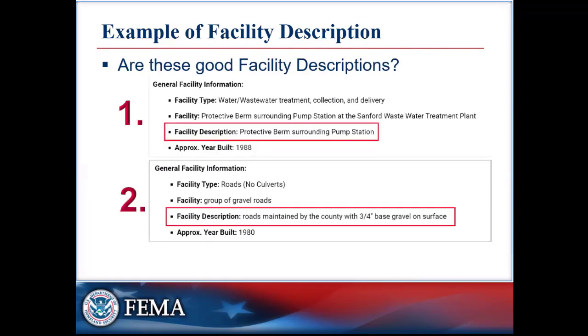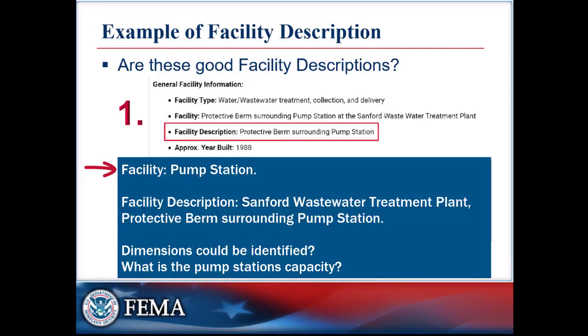We have one more example here. Again, our facility description is identifying that pre-disaster design, function, capacity, and dimensions. For example 1 here on the slide, our facility description states protective berm surrounding pump station. Could the facility be updated to state pump station, and then the facility description maybe state Stanford wastewater treatment plant, protective berm surrounding pump station? Could dimensions be identified in here? And what is the pump station's capacity? That could be useful information as well.